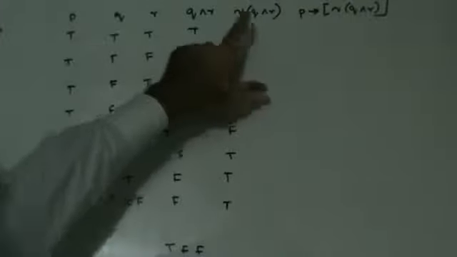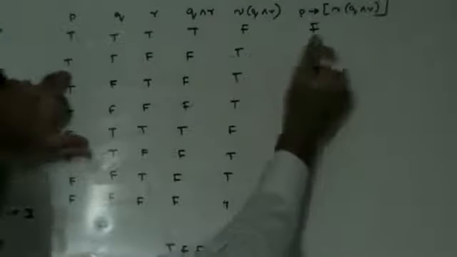Now guys, implication is TFF. If the first condition is true and the second condition is false, only then the answer will be false. T, F, so this is going to be F. T implication T, T implication T, T implication T, F implication F, F implication T, F implication T. So your answer will be this. This will be your truth table. Fine, do we get this?